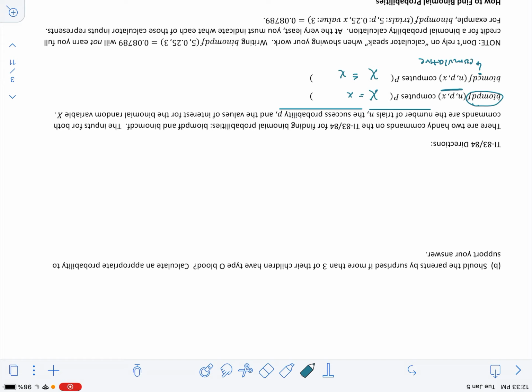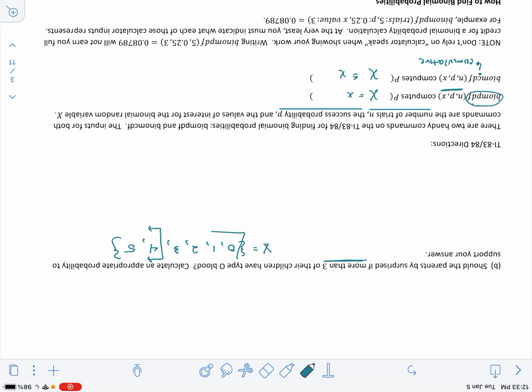So starting at this X value and all the X values before it. The thing is, on part B, it was more than 3. So if I think of all the values my random variable X can be, I can have 0 kids with type O blood, I can have 5 kids with type O blood. This is asking for us to calculate more than 3.